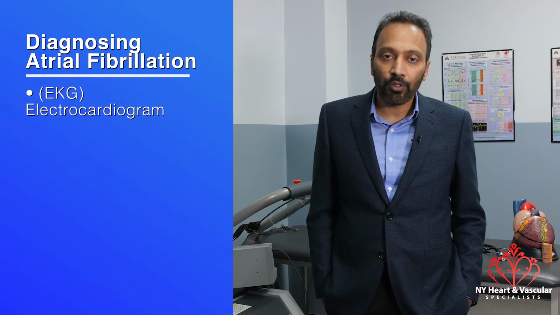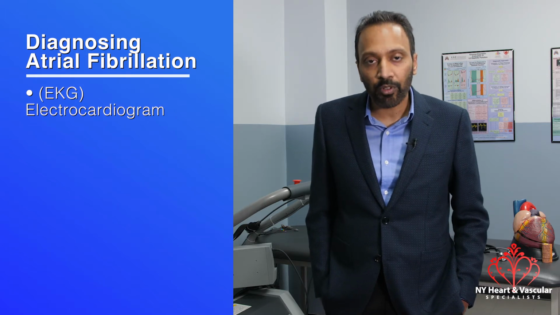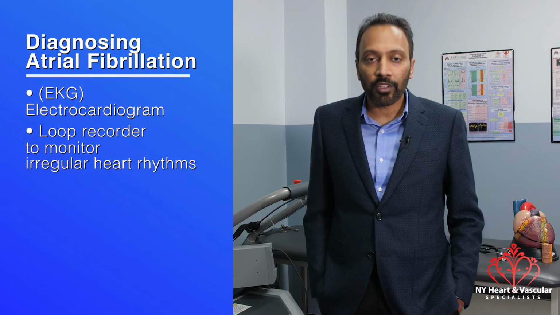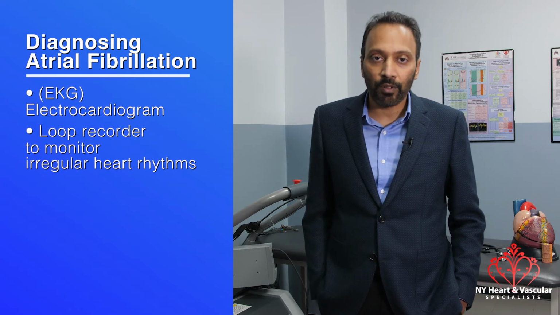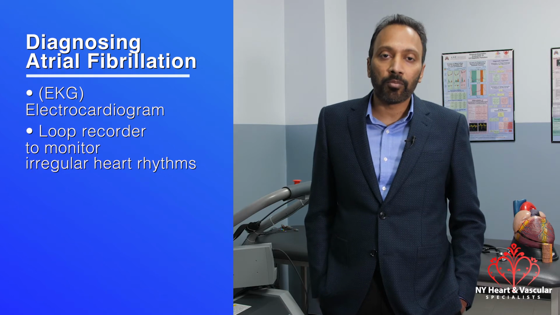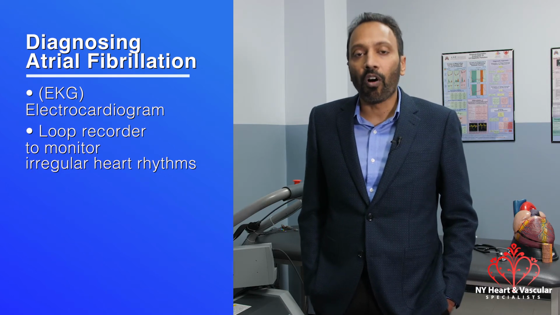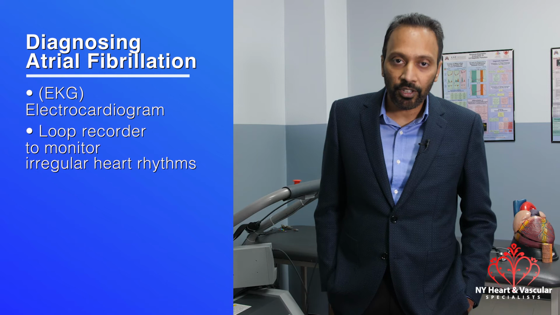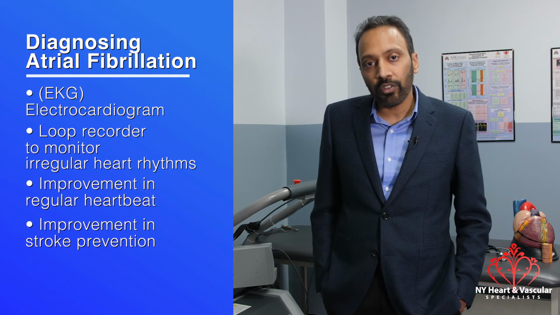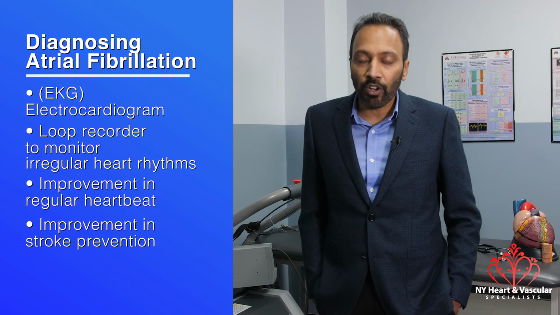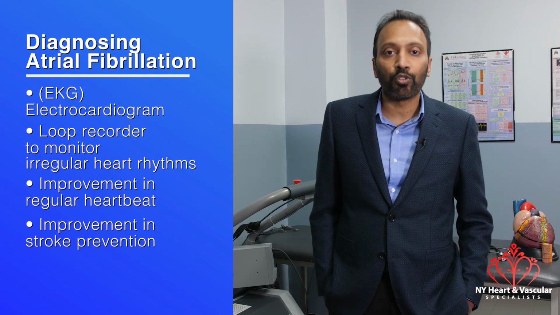The third condition is atrial fibrillation. As described before, it usually comes as palpitation. This can be easily diagnosed with something called the electrocardiogram, or the EKG. If, for example, the EKG is normal, but you get palpitations once in a while, they may place something called a loop recorder or even a monitor to see if you have an irregular heart rhythm that comes and goes. Once that is diagnosed, they can institute treatment not only to decrease the heartbeat, but also to prevent stroke.